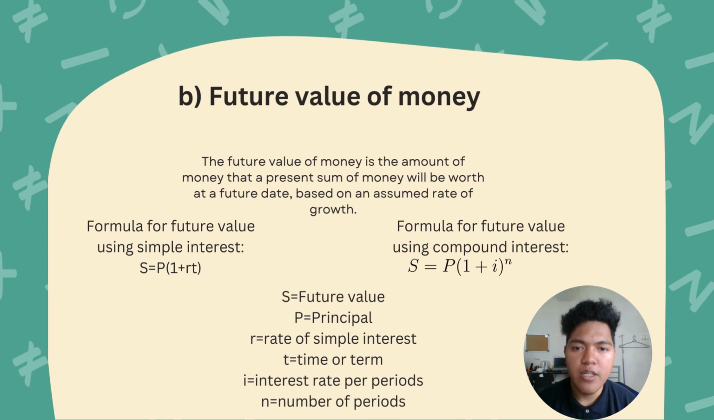B. Future value of money. The future value of money is the amount that a sum of money will be worth at a future date based on a certain rate of growth. The formula for future value using simple interest is S equal to P open bracket 1 plus RT close bracket. And for compound interest, S equal to P open bracket 1 plus I close bracket power of N. S for future value, P for principal, R for rate of simple interest, T for time or term, I for interest rate per period, N for number of periods.